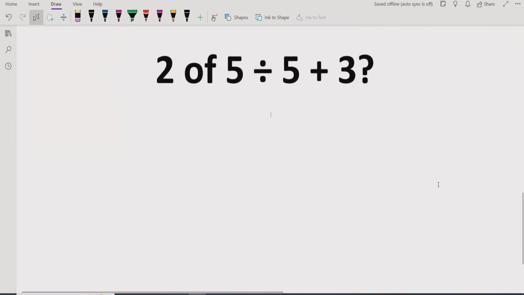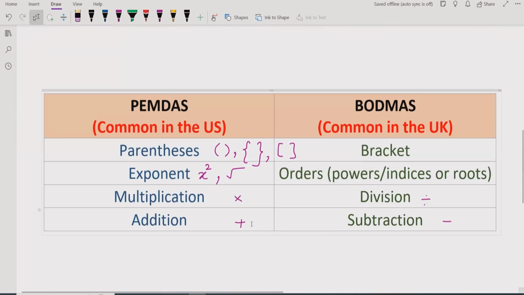So here we have the quiz. Here we will apply the PEMDAS and BODMAS method, and if you are using PEMDAS, you can apply the same method as BODMAS or PEMDAS. We can recap: PEMDAS is basically commonly used in the USA and BODMAS is commonly used in the UK. So we have similar meanings: parenthesis in PEMDAS and B for bracket, and you can say round bracket, curly bracket, square bracket.